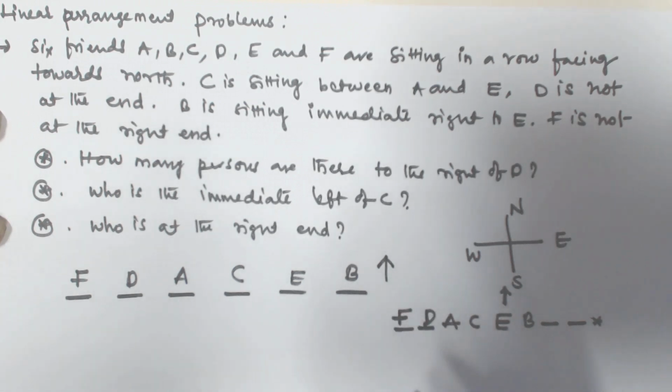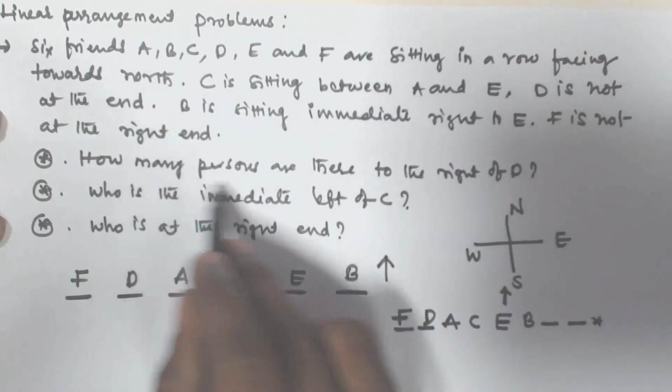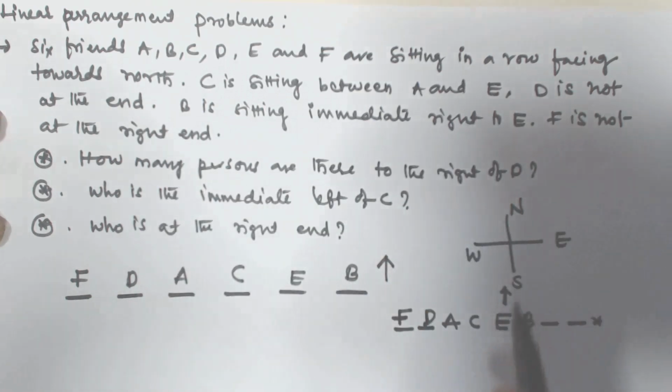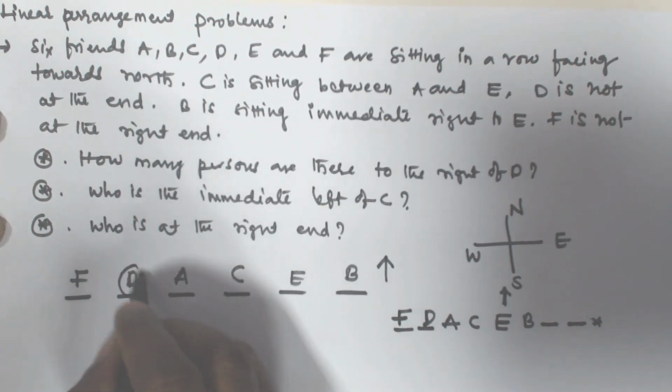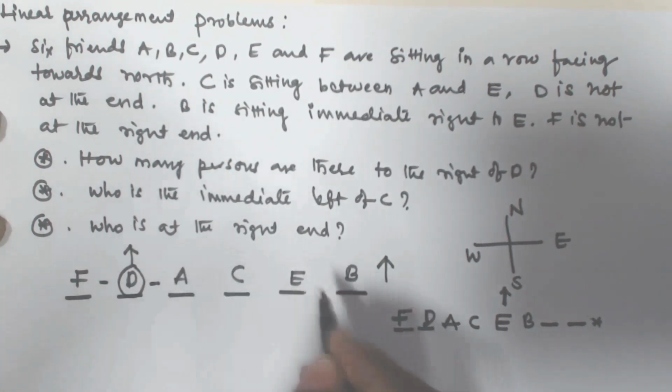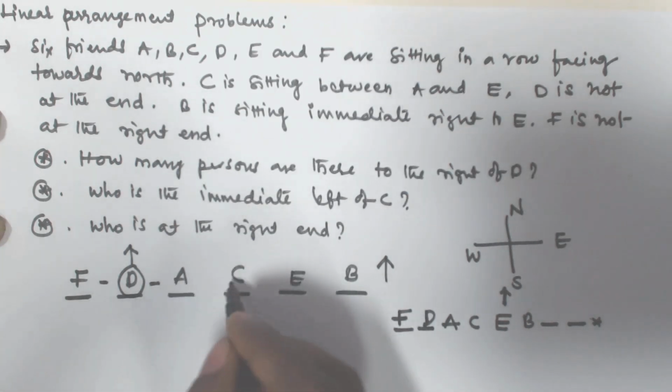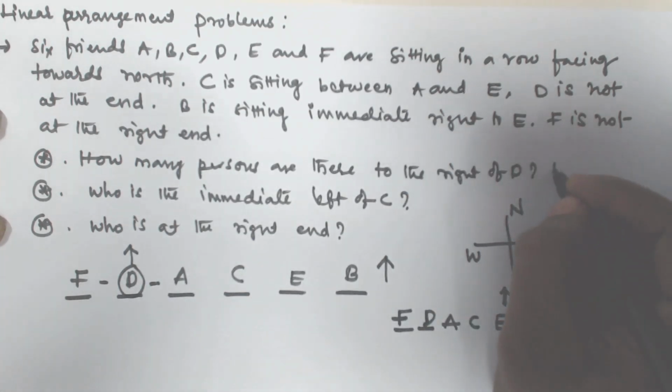When they are facing north, their left will become our left and their right will become our right. Okay, so how many persons are there to the right of D? When D is here and he is facing in this direction, this is the right and this is the left. On the right hand side, how many persons are there? 1, 2, 3, 4. So on the right hand side of D, there are 4 persons.